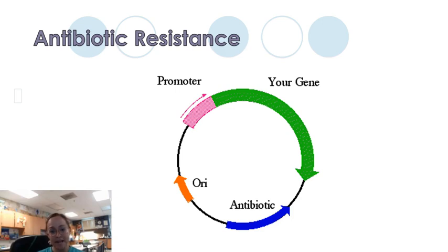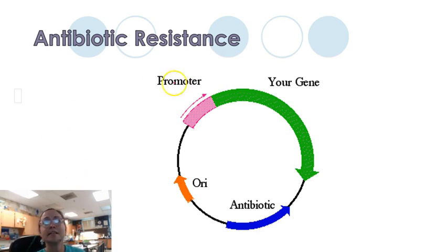Sometimes when you look at a picture of a plasmid, it looks something like this. Maybe the green arrow is the gene that you're interested in studying, maybe the section that codes for insulin. Then you have your promoter sequence, which is where RNA polymerase attaches to start transcription. And then that blue section is the section that codes for antibiotic resistance.